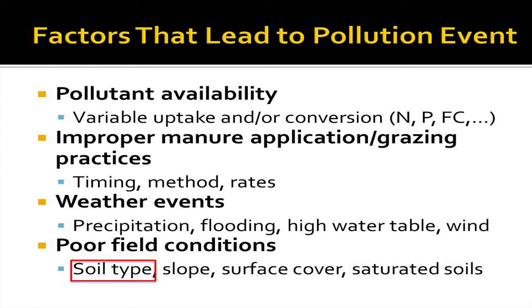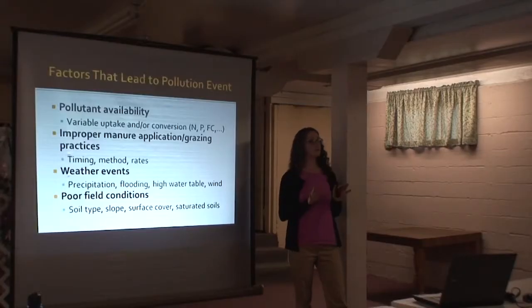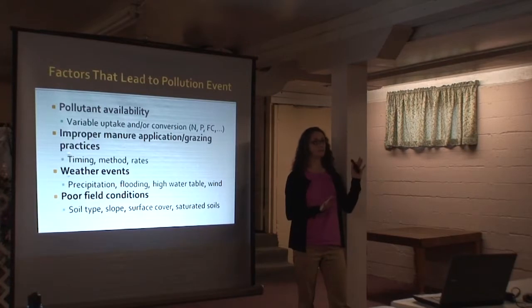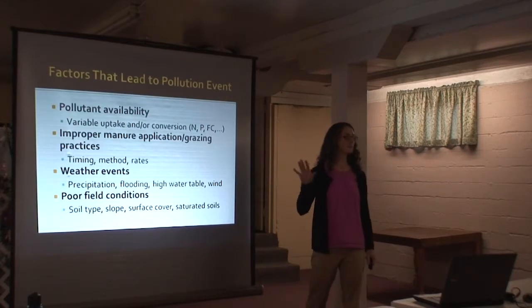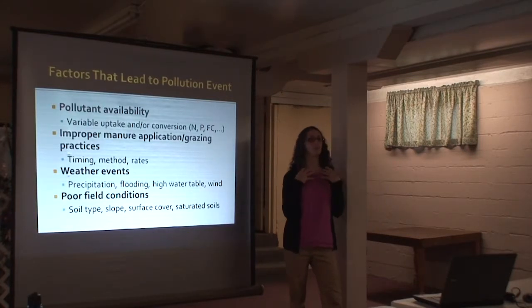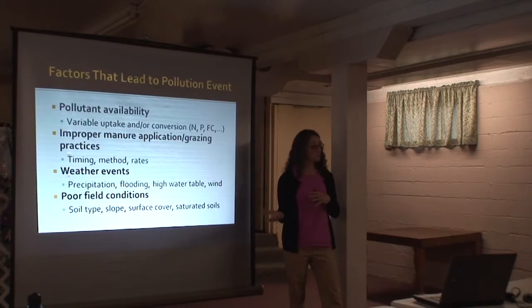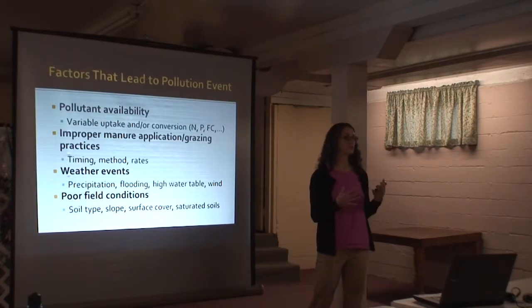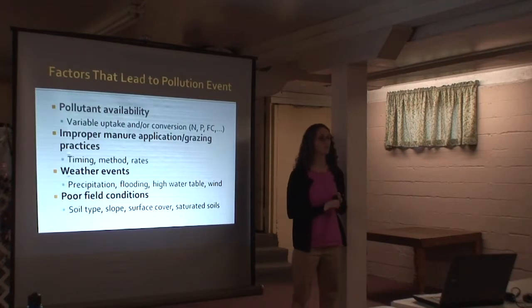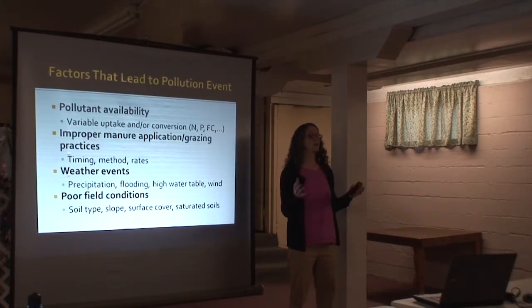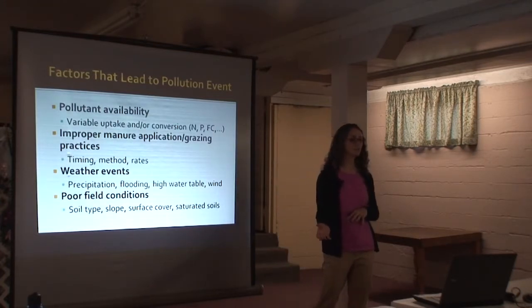So what factors lead to a pollution event that we have to pay attention to when thinking about customizing these different soil types and application timings, etc.? Well, number one, as we just talked about, is availability. It's got to be there. So if you have application in excess or at the wrong time of year, that means you have something available to move one way or another. The other one would be linked to improper manure application and grazing practices, whether that be timing, method, or rate. So you may put it on at the right time, but you put way too much on. Either way, you may not be getting enough, and so you've got crop deficiencies, etc.